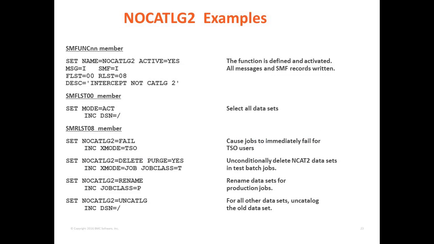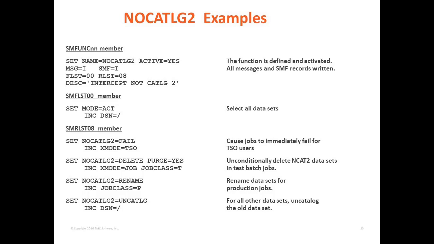An example of the NOCATLG2 function. The SMFUNCNN member of the NOCATLG2 function is set to active equals yes, which turns the function on to the system. We have all the messages displayed and SMF will capture everything. Note that the FLST member suffix is 00. The RLST suffix is 08. The FLST is set mode equal to active, and all datasets are selected for consideration.